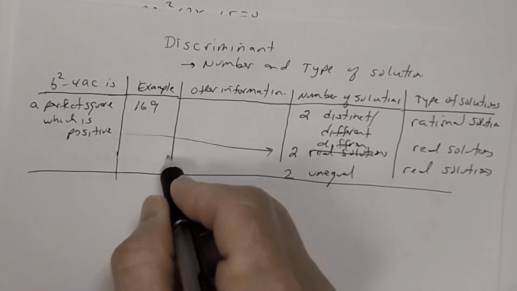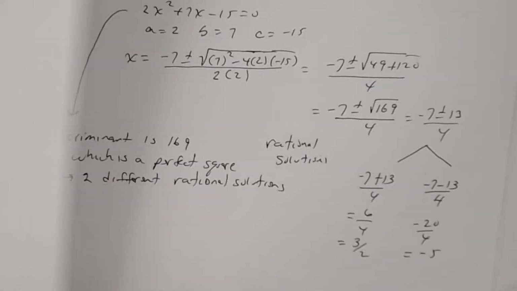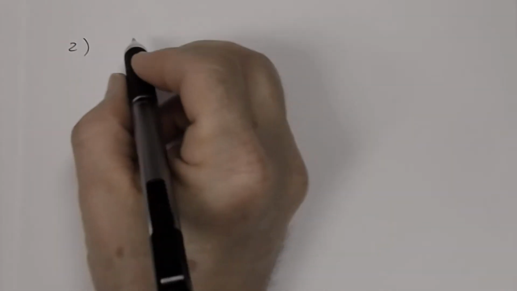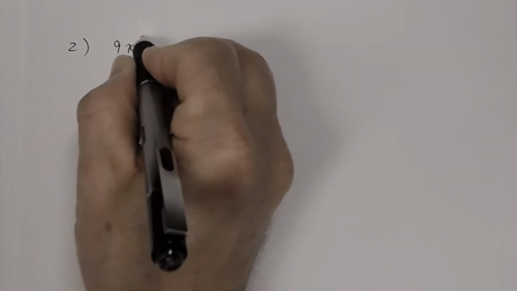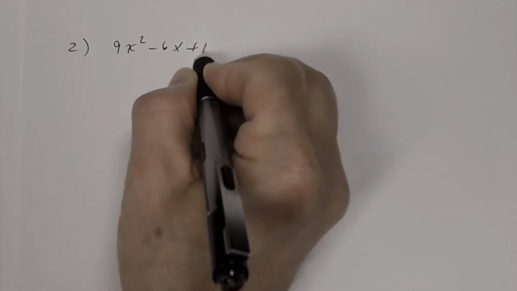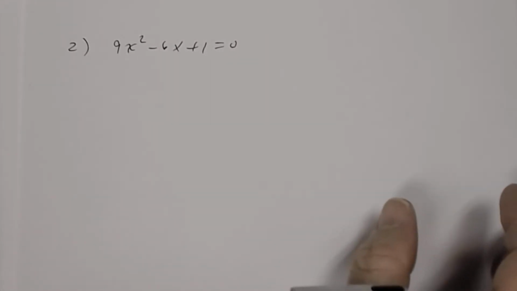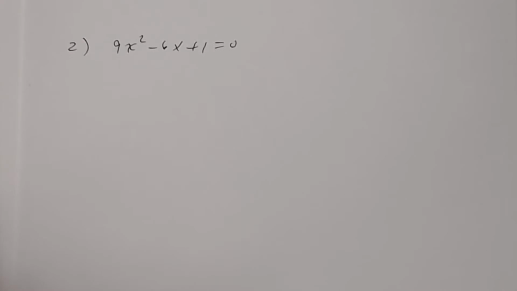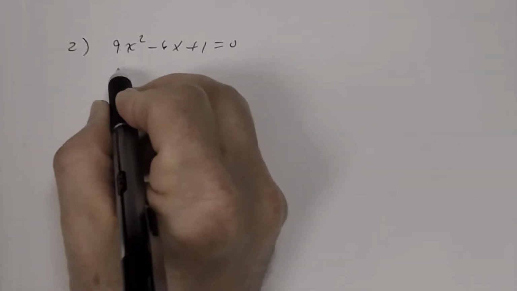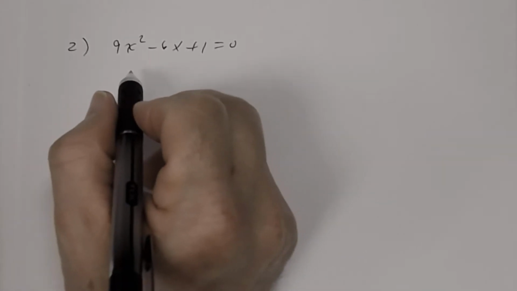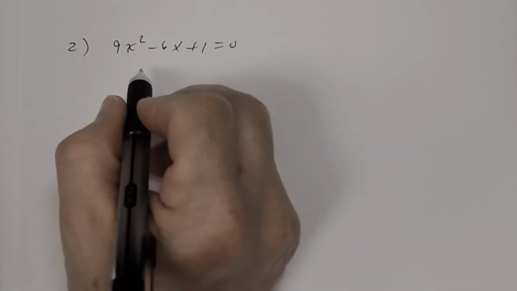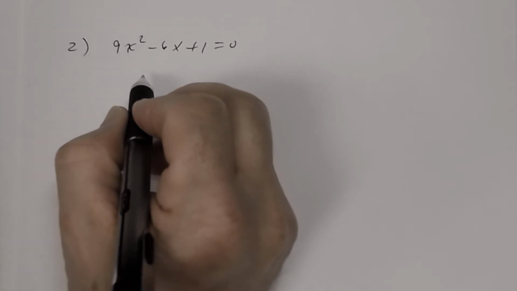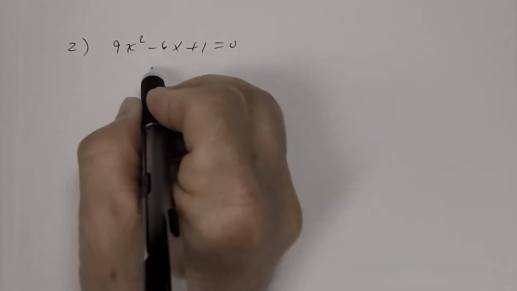So let's look at this one. This will be number 2. Let's suppose number 2 is this: 9x squared minus 6x plus 1 equals 0. So let's just go ahead and actually solve this equation.